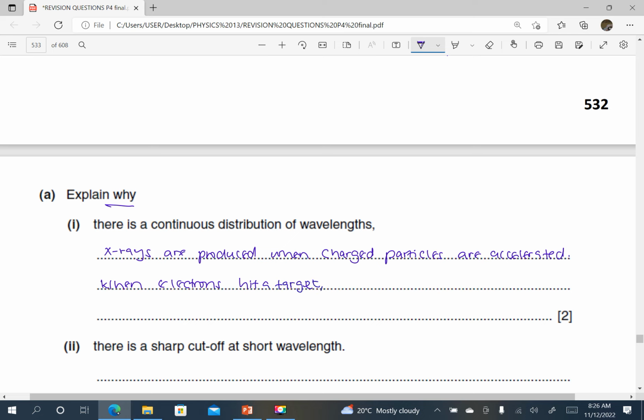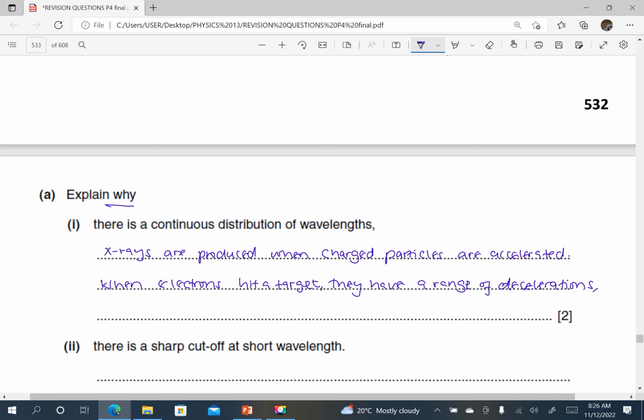Of course, I can use acceleration and decelerations wherever I want, because acceleration could be positive, but deceleration is still negative acceleration. So when electrons hit a target, they have a range of decelerations. And because they have a range of decelerations, they will also have a range of energy of photons. And thus, wavelengths, since the wavelengths depend on the decelerations, so they will have a range of wavelengths.